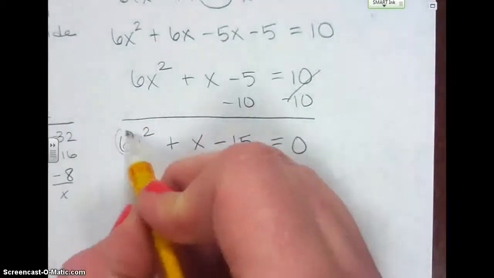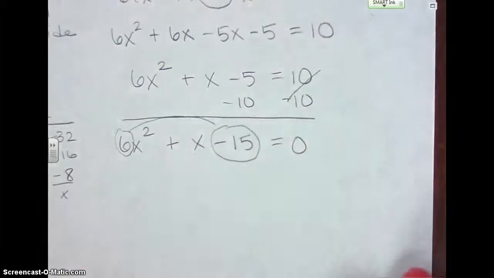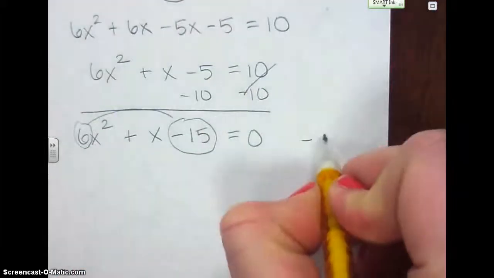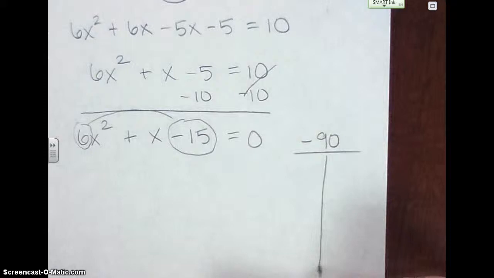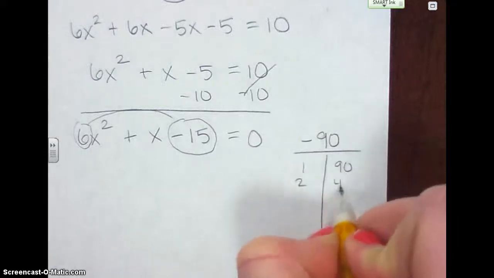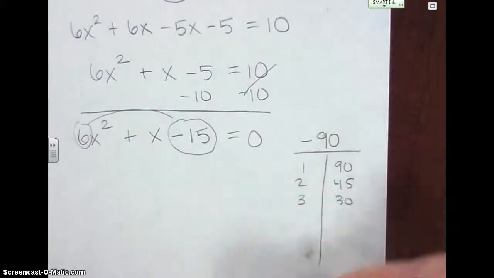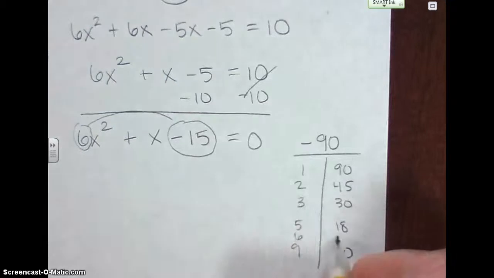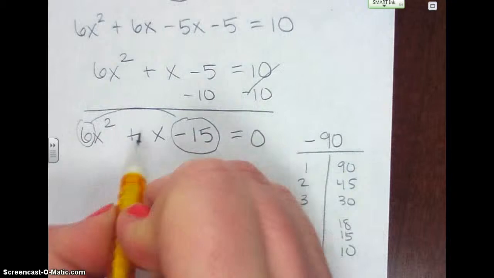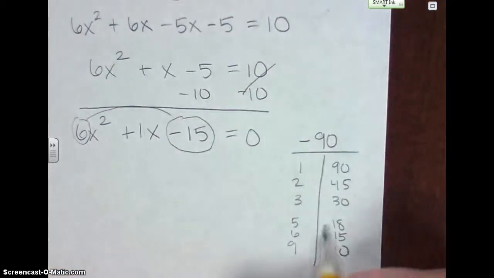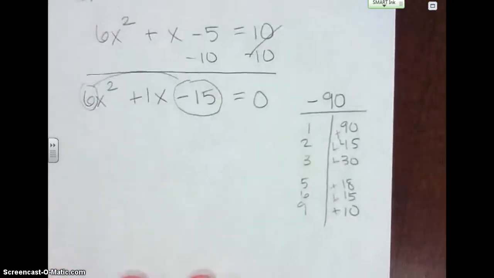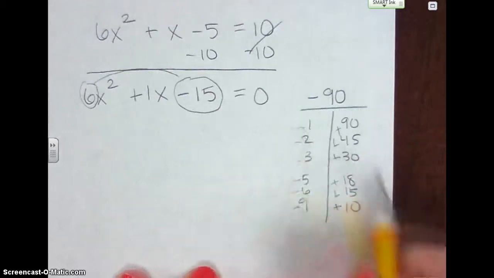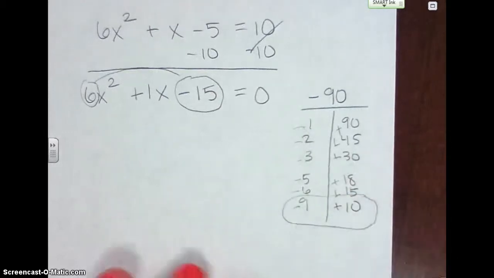So because there's a number here, I have to multiply that number by the last number. So 6 times negative 15 is negative 90. You've got a lot here. 3 and 30. 5 and 18. 9 and 10. 6 and 15. Okay, so it has to equal positive 1. These are all positives. And then these are all negatives. So we want this negative 9 and 10. What do I divide by?